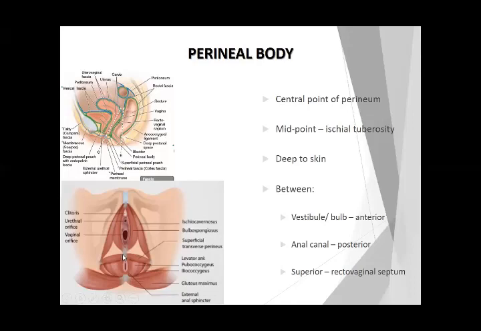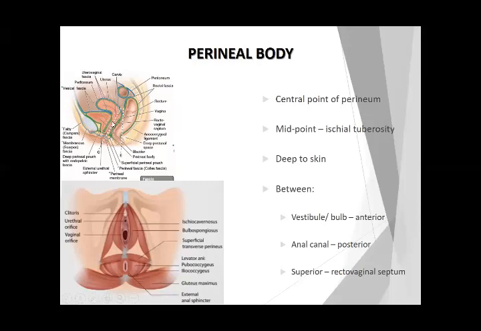So, if you look at it carefully, it is placed posterior to the vestibule of the vagina and anterior to the anal opening. So the perineal body has the vestibule of the vagina anterior to it. It has the opening of the anal canal posterior to it. And of course, this is the perineal body over here. This is the perineal membrane. This is the perineal body.